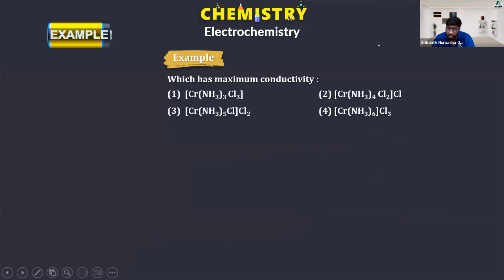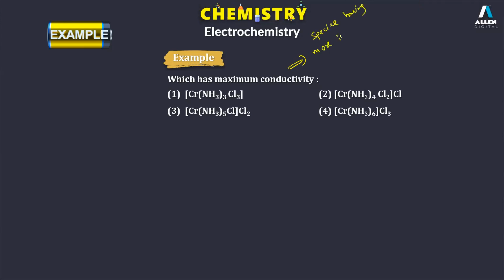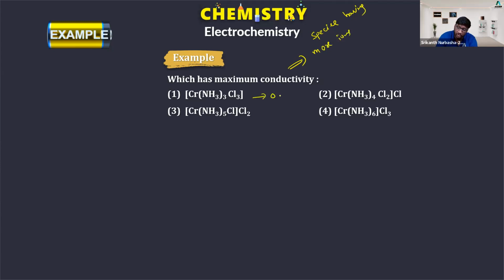Which has maximum conductivity? Maximum conductivity is shown by the species having more ions. In the first option, there are no ions. Here we have 2 ions. Third option, 3 ions. In the fourth option, we have a complex ion and 3 counter ions, 3 chlorides, so 4 ions are there. So option 4 will obviously show the maximum conductivity. Right? Very good.